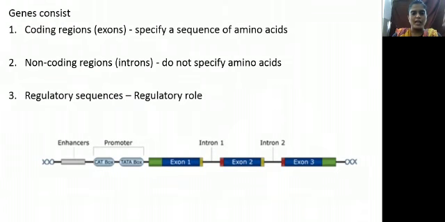As you can see in the diagram, this dark portion is the exons, exon 1, 2. Between two exons, intron is given. So this is intron, this is exon. This is non-coding region, these are coding regions. This is a complete gene in which coding region and non-coding region are present, and upstream to that gene are regulatory sequences which are involved in regulation.